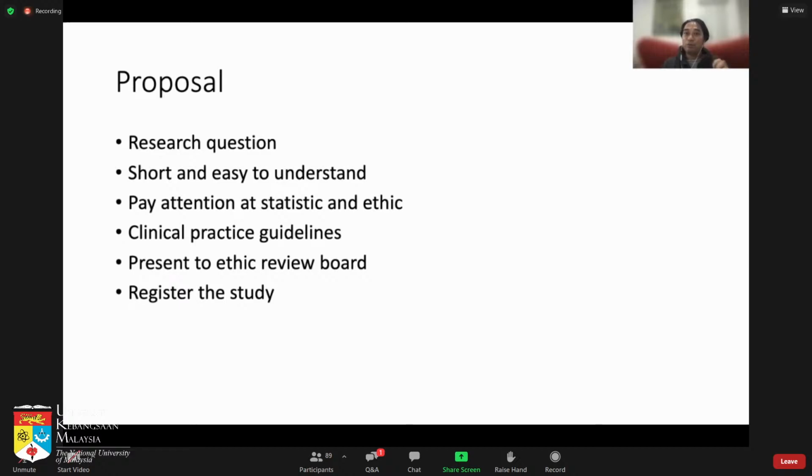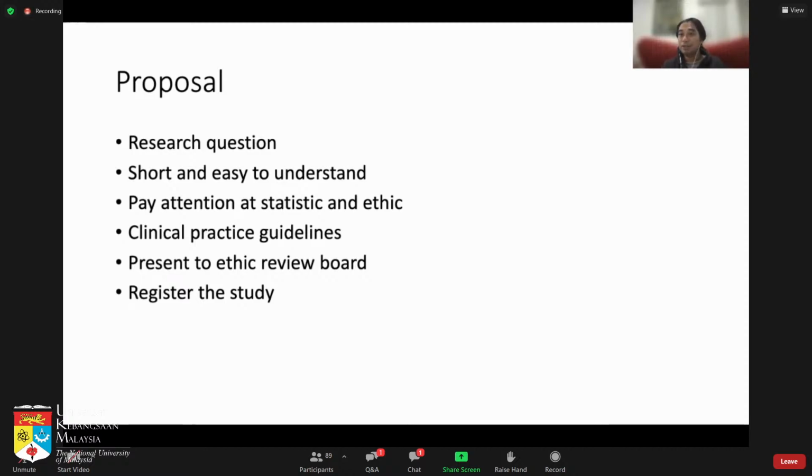And you also have to pay attention to ethics, ethical issue. Remember that first of all, we shouldn't do any harm to the patient. We have to be just to the patient. We have to make sure it's just to the patient. And of course, you have to be fair to the patient.